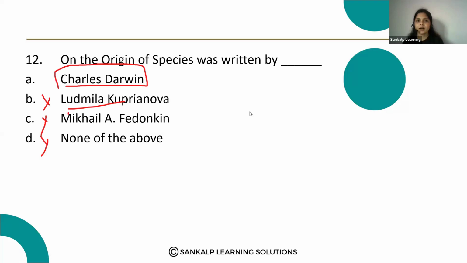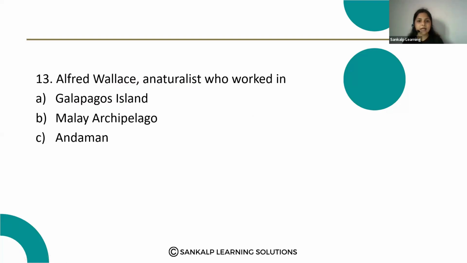Next question. Alfred Wallace was a naturalist who worked in Galapagos Island, Malay Archipelago, or Andaman. He worked in the Malay Archipelago, so option B is the correct answer.